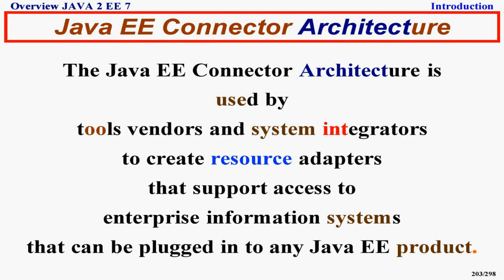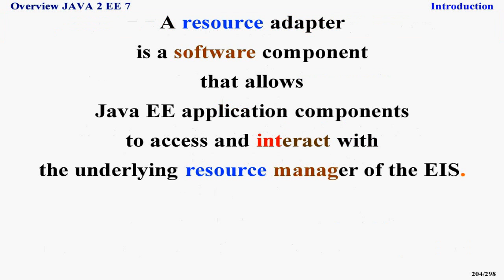Java EE Connector Architecture. The Java EE Connector Architecture is used by tools vendors and system integrators to create resource adapters that support access to enterprise information systems that can be plugged into any Java EE product. A resource adapter is a software component that allows Java EE application components to access and interact with the underlying resource manager of the EIS.